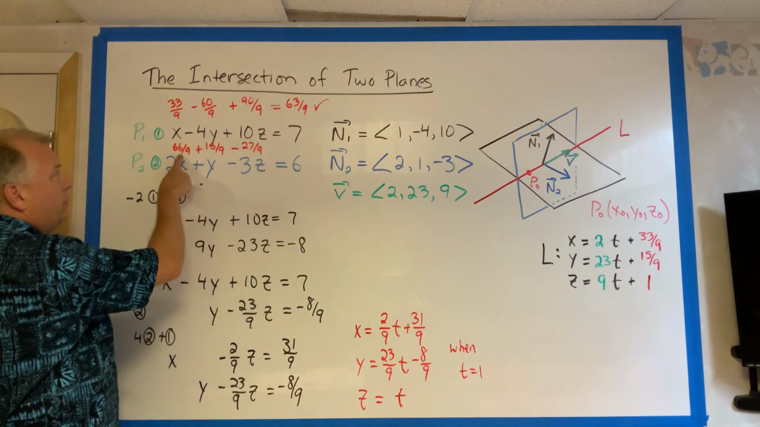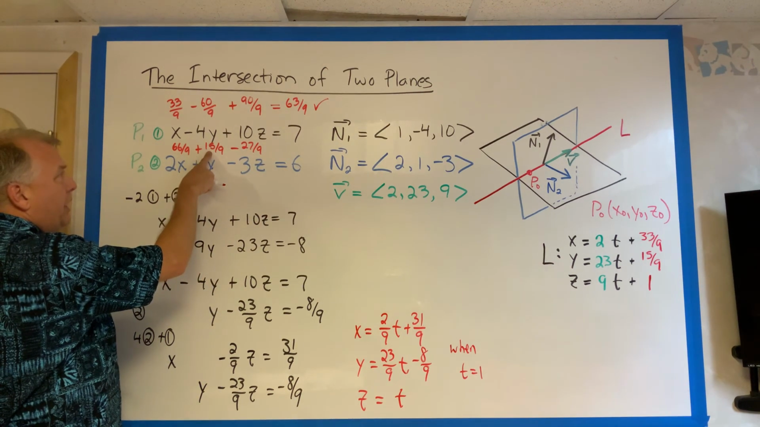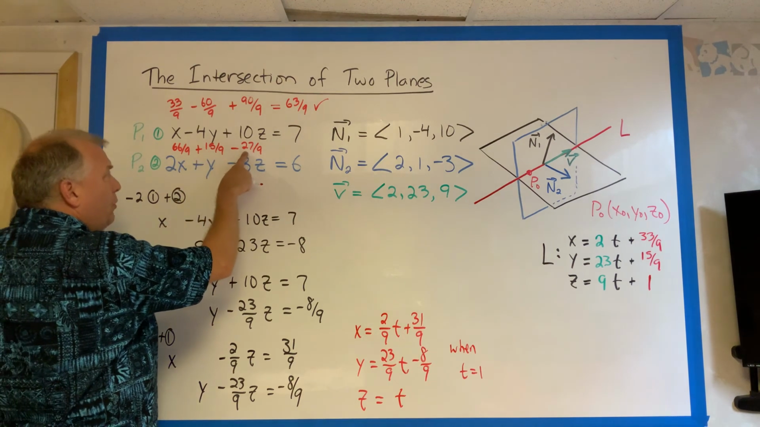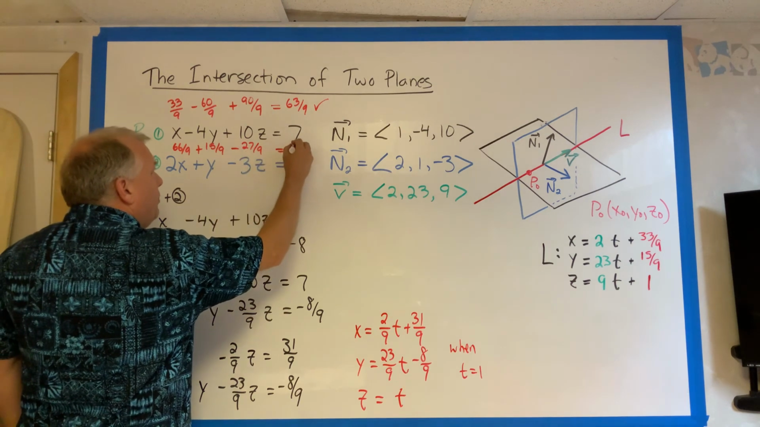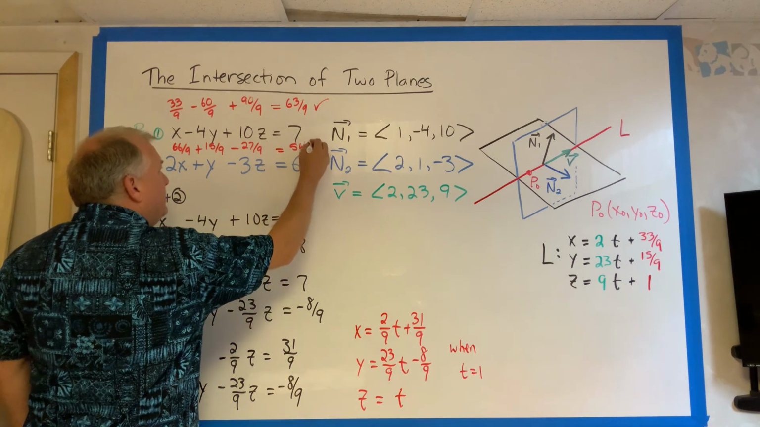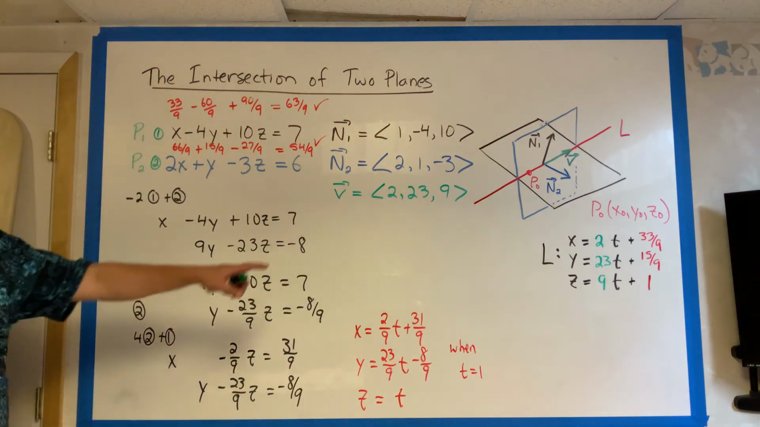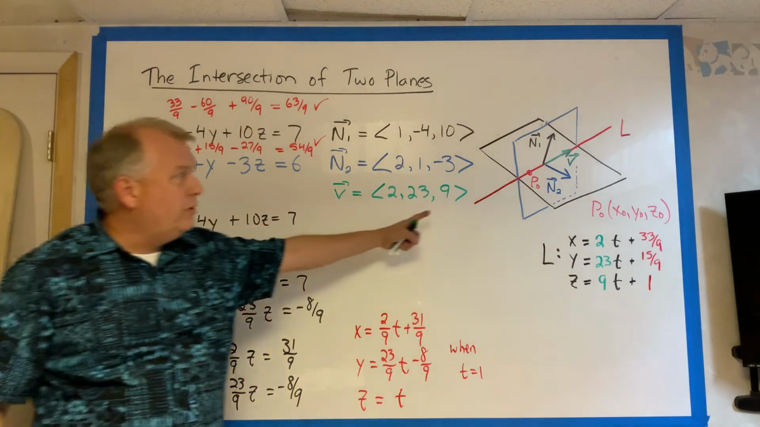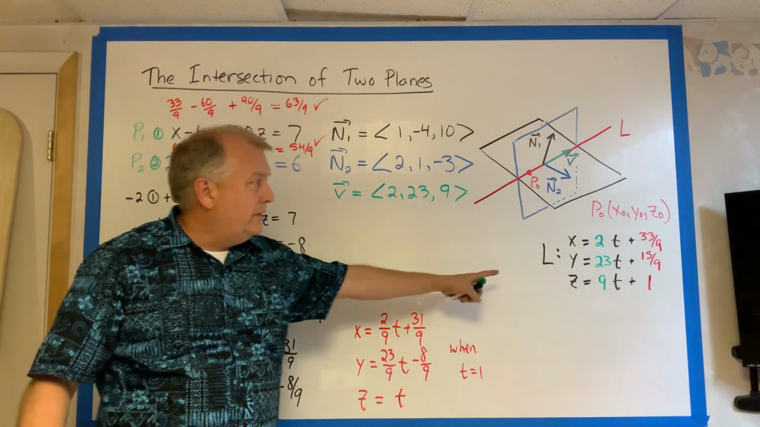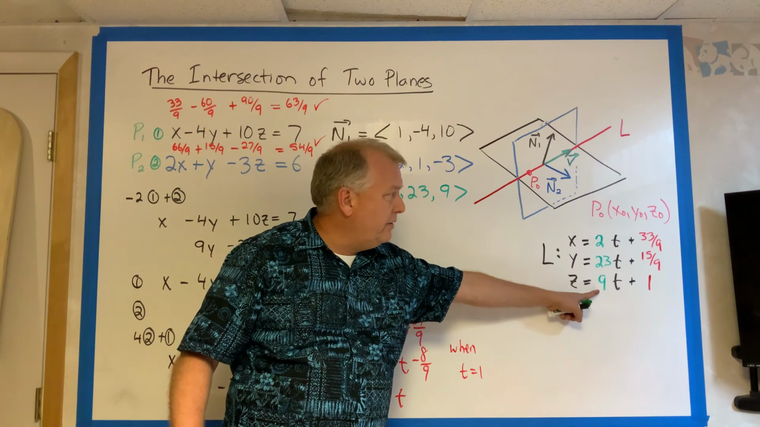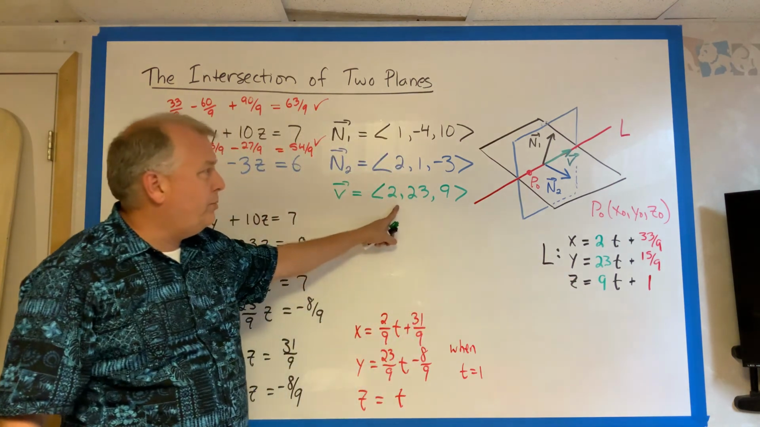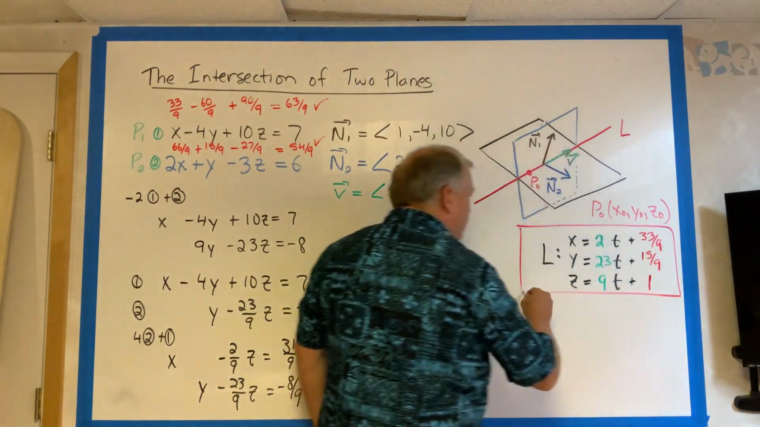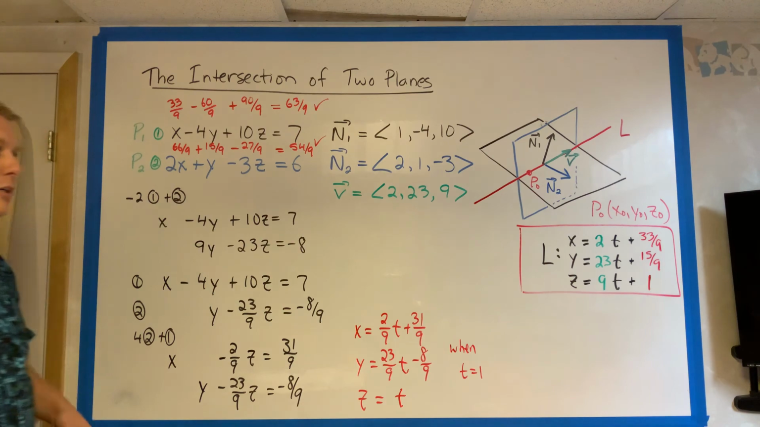And what does that add up to? 66 and 15, 81. 81 minus 27, 54. 54/9 is 6. So that point actually lives on both planes. That makes it inside the intersection line L. This is the direction vector for that line. And that's from the cross product. So this is a legitimate description of the intersection of those two planes.